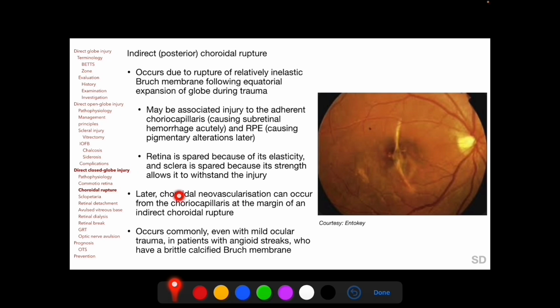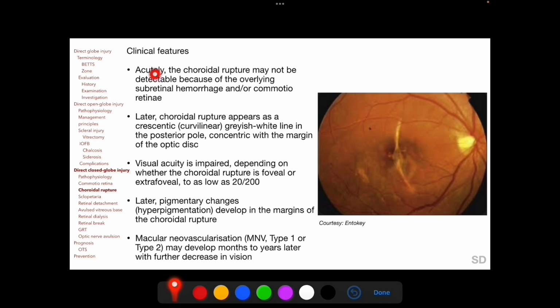In contrast, in Sclopetaria, the retina also ruptures along with the choroid. Later, choroidal neovascularization can occur from the choriocapillaries at the margin of an indirect choroidal rupture, and this is very important to remember. Choroidal ruptures occur commonly even with mild ocular trauma in patients with angioid streaks who have a brittle and calcified Bruch membrane.